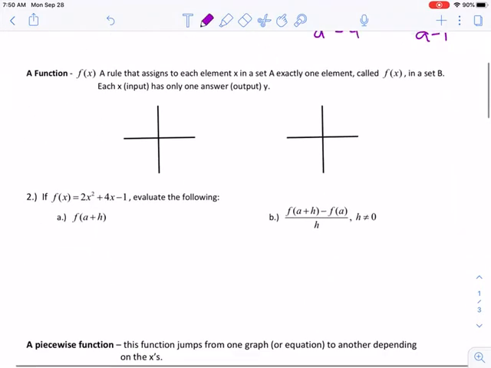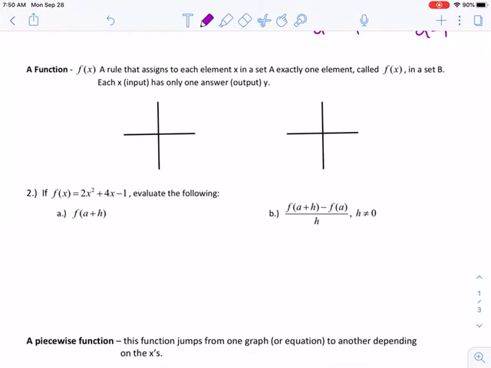Today we want to take a look at the idea of a function. A function is a rule that assigns each element x in set A exactly one element called f of x in a set B. In other words, each input, or x, has only one answer, one output, or one y. So each x only gets mapped to one y. And this is where our vertical line test comes from.